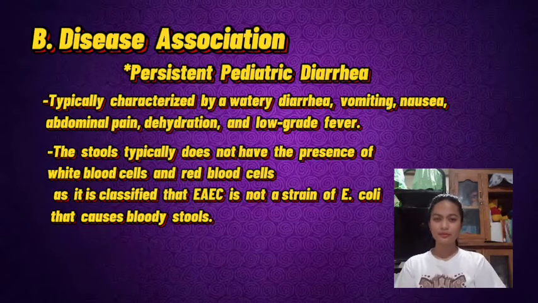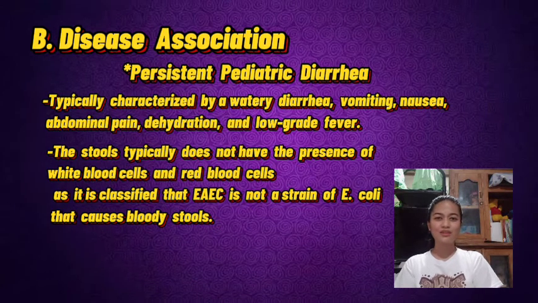EAEC. What are the diseases associated with enteroaggressive Escherichia coli? Basically, it is known to cause persistent diarrhea that usually occurs in infants and children. It is typically characterized by watery diarrhea, vomiting, nausea, abdominal pain, dehydration, and low-grade fever. The stool typically does not contain white blood cells and red blood cells.